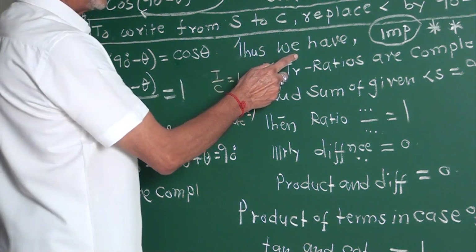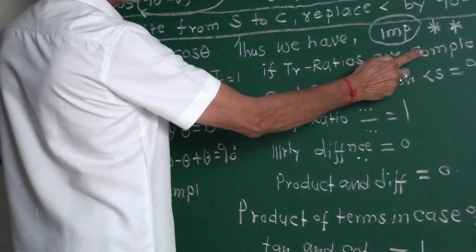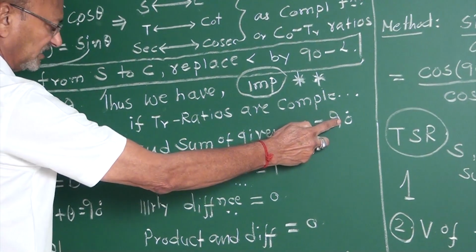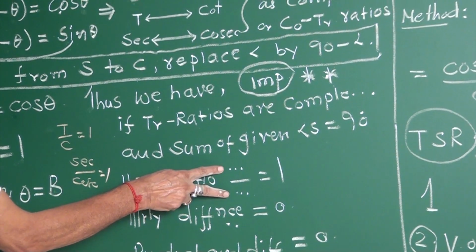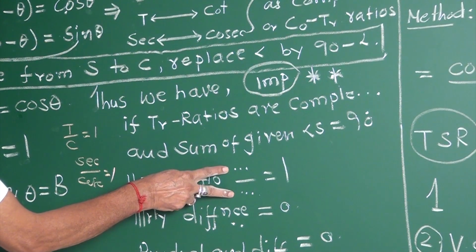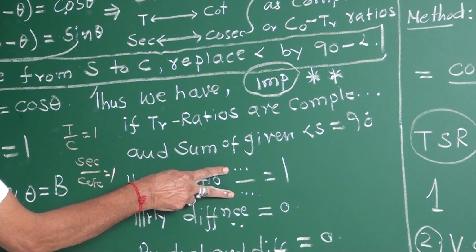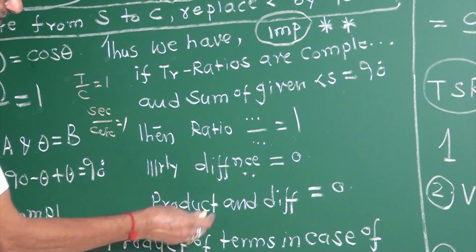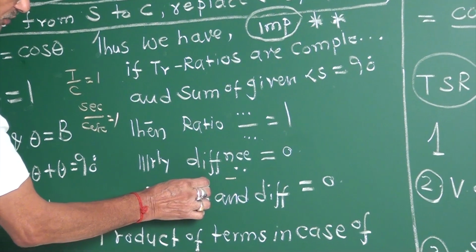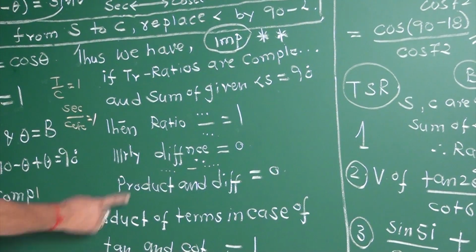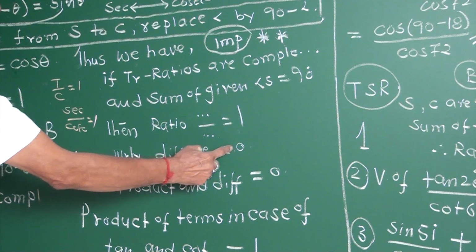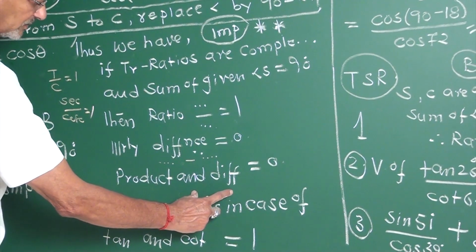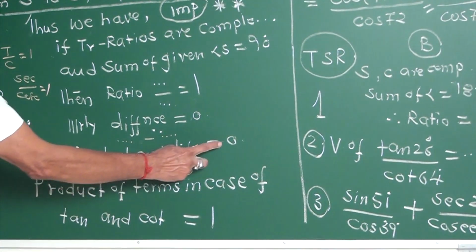Thus, we have, if trigonometric ratios are complementary or co-trigonometric ratios, and the sum of the given angles is 90 degrees, then the ratio of those two trigonometric ratios, sine cos, cos sine, tan cot, cot tan, like that, is 1. Instead of that, if it is a difference, one trigonometric ratio minus another trigonometric ratio, this difference is 0. Sometimes first term product, again difference, second term product. Product and difference is also 0.